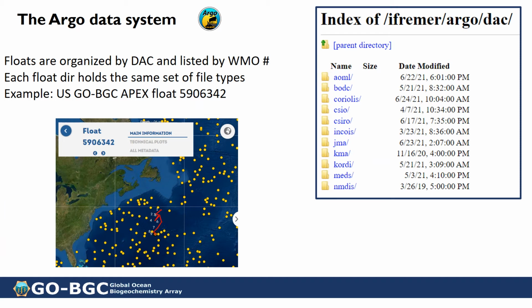As I mentioned, the DAC directory will be the subdirectory at the GDAC that you will likely access most often. Floats are organized by DAC and listed by WMO number. Each float directory holds the same set of file types. And we're going to drill down into an example for a US GO-BGC Apex float, 5906342.